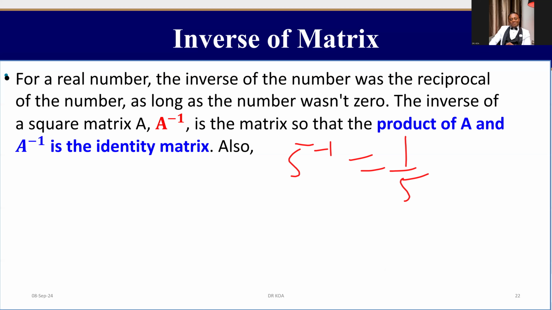But the inverse of a square matrix A, so this is a square matrix A, its inverse is going to be A to the power negative 1. A is a matrix. A to the power negative 1 is a matrix. So the product, if you multiply A by A to the power negative 1, that, according to the law of inverse of matrices, is an identity matrix. Take note, write it down.